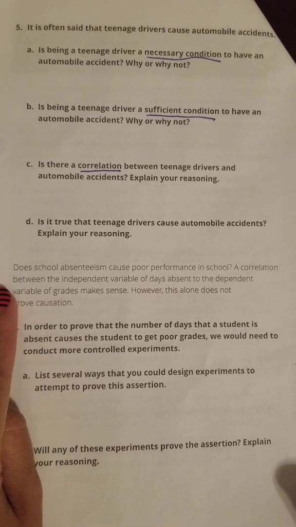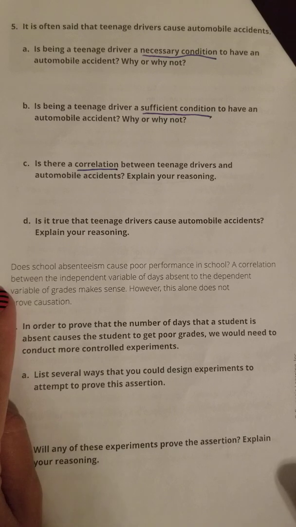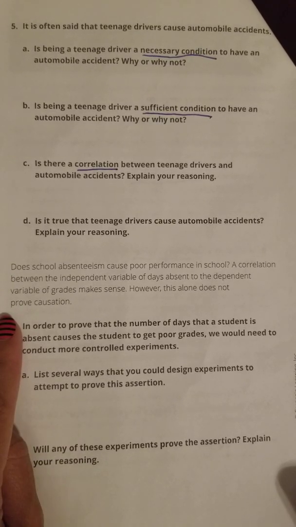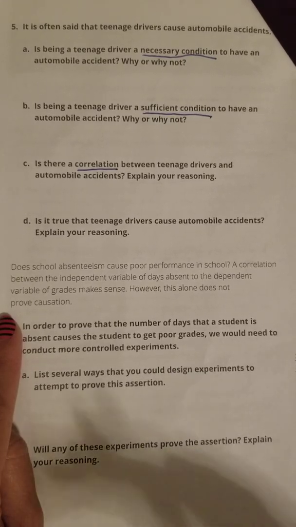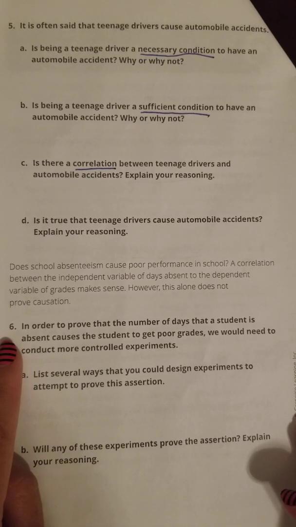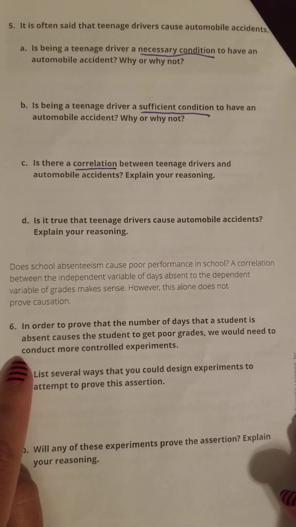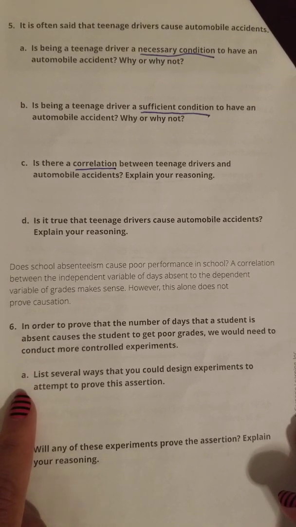Here's another example. Does school absenteeism cause poor performance in school? A correlation between the independent variable of days missed and the dependent variable of grades makes sense. However, this alone does not prove causation. Remember, causation is something that causes the other effect. Number 6, in order to prove the number of days that a student is absent causes the student to get poor grades, we would need to conduct more controlled experiments. Part A, list several ways that you could design experiments to attempt to prove this assertion.